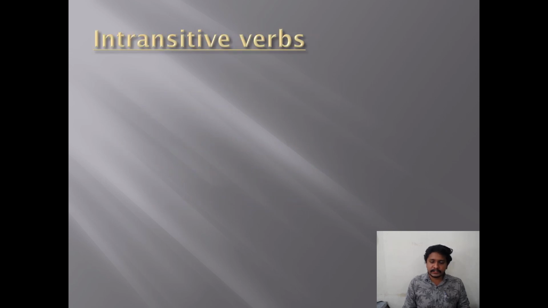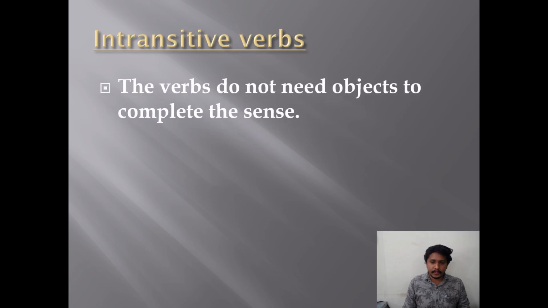Now let's see the intransitive verbs. The verbs do not need objects to complete the sentence, just the opposite of transitive. It doesn't require an object to complete the sentence. Those types of verbs are called intransitive. It can be finished by the verb itself. If you write the subject and verb alone, we can make a meaningful sentence. Those types of verbs are called intransitive verbs.